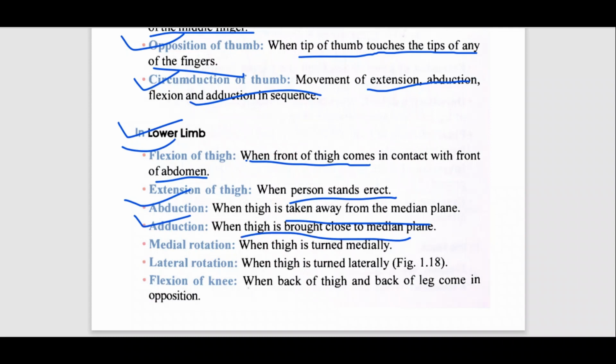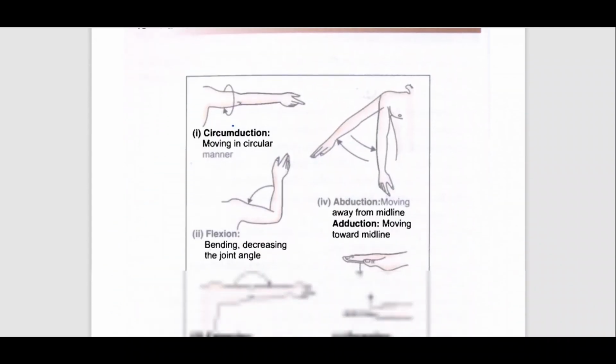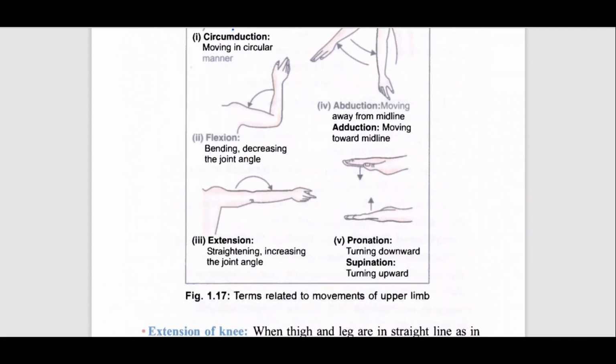Abduction is the thigh taken away from the medial plane. Adduction is the thigh brought close to median plane. Medial rotation, when the thigh is turned medially. Lateral rotation, when the thigh is turned laterally. Flexion of knee, it is when the back of thigh and back of leg come in opposition to each other.